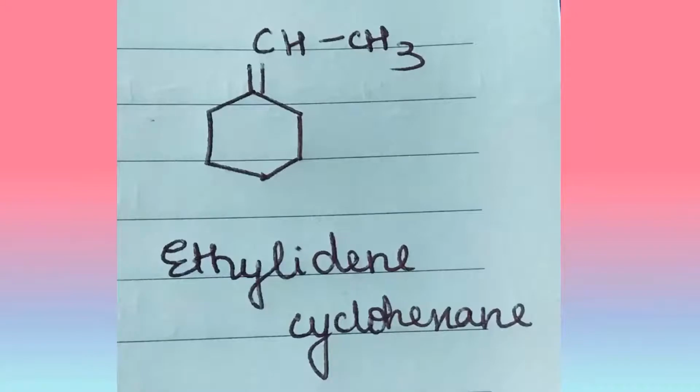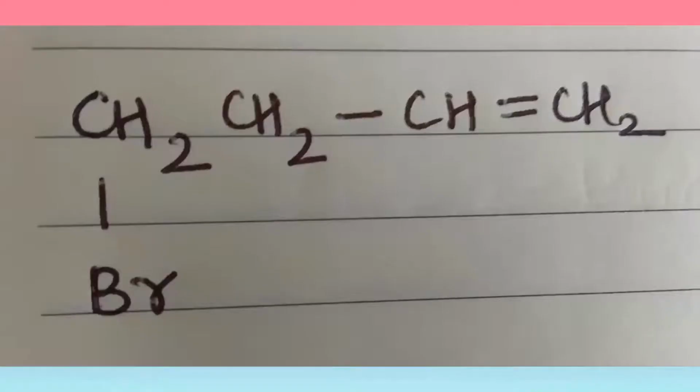Same way here we name it ethylene cyclohexane, because it has 6 carbons in the cyclic compound, and hence the name is ethylene cyclohexane. Now coming to our next one.